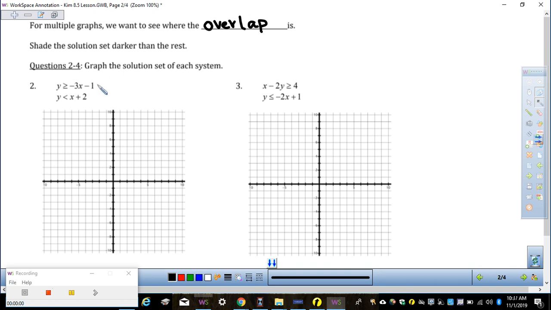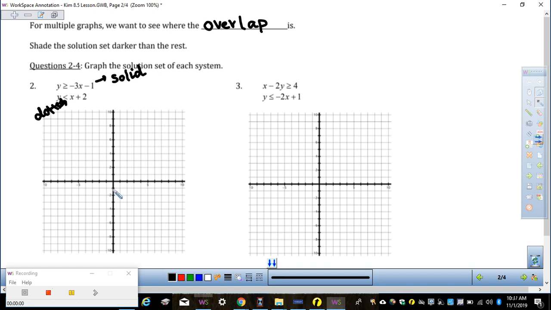So this first example, both of these lines are already in slope-intercept form, which is pretty nice for us. If you notice, the first inequality is greater than or equal to, that should be a solid line. The bottom one is strictly less than, that's going to be our dotted or dashed line. So let's start with the solid line.